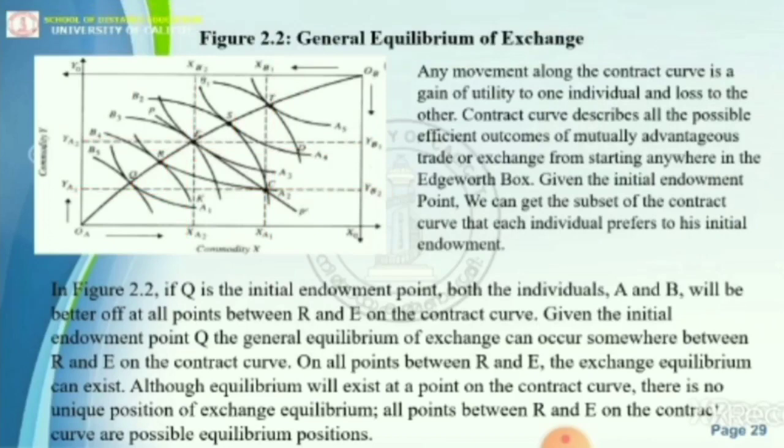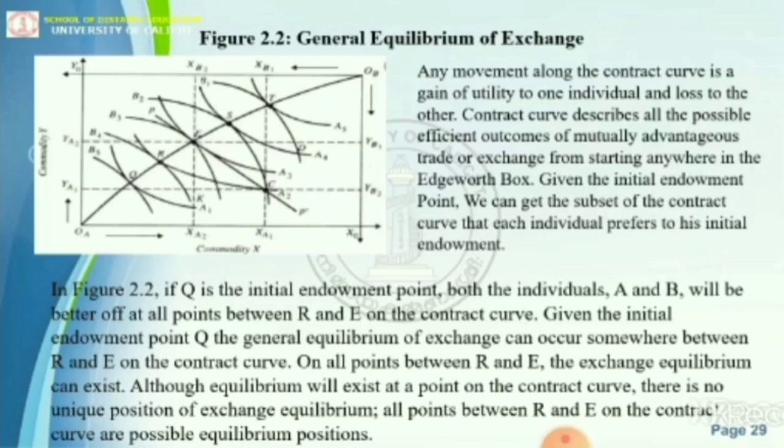that is, any movement along the contract curve is a gain of utility to one individual and loss of utility for the another. Contract curve describes all the possible efficient outcomes of mutually advantageous trade or exchange from starting anywhere in the Edgeworth box. If Q is the initial endowment point, both individuals A and B will be better off at all points between R and E on the contract curve. Given the initial endowment point Q, the general equilibrium of exchange can occur somewhere between R and E on the contract curve. On all points between R and E, the exchange equilibrium can exist.